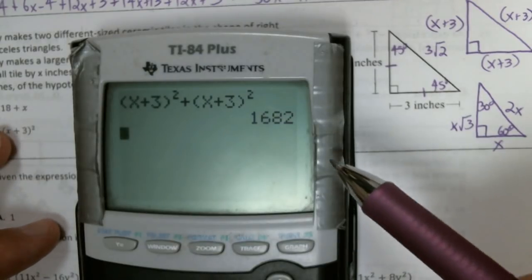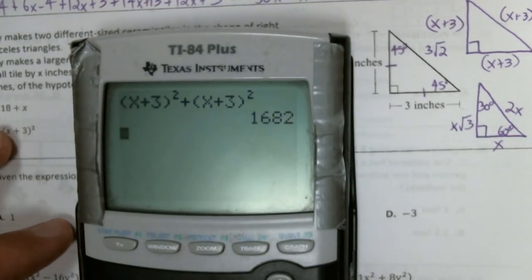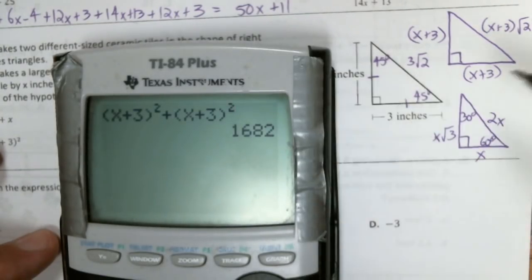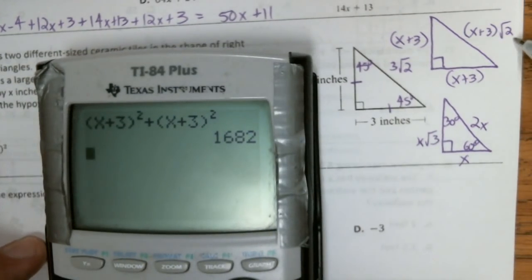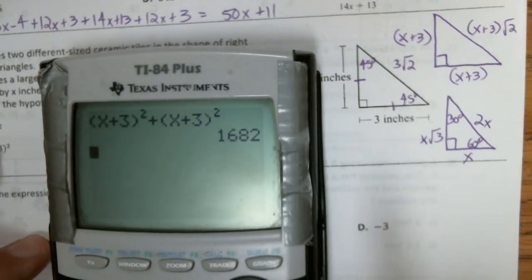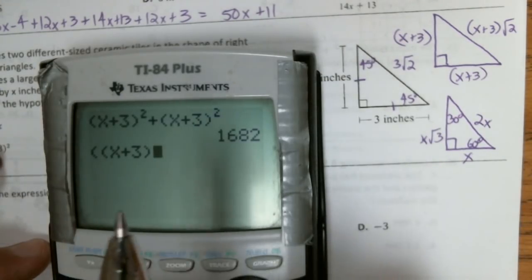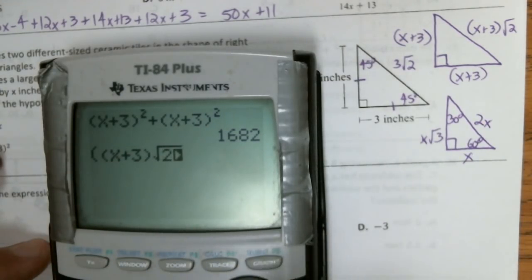That is a squared plus b squared. That's some number. I just have to make sure that my hypotenuse, my c squared, equals that same thing. So when I type in x plus 3 root 2 squared, I actually need a couple sets of parentheses. So I'm going to have x plus 3, close that parenthesis, times the square root of 2, and then I'm going to close that.